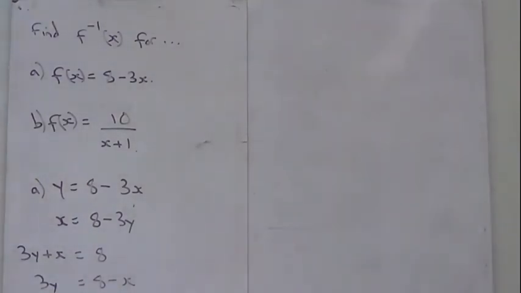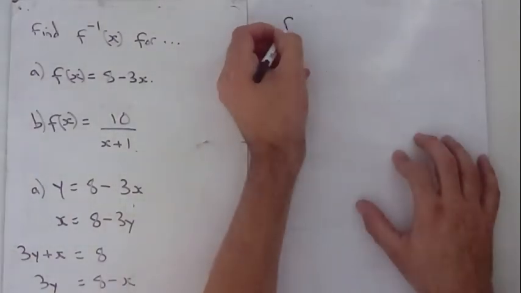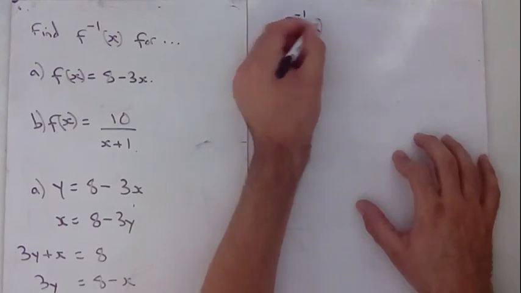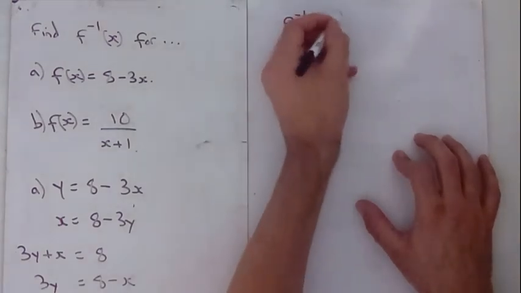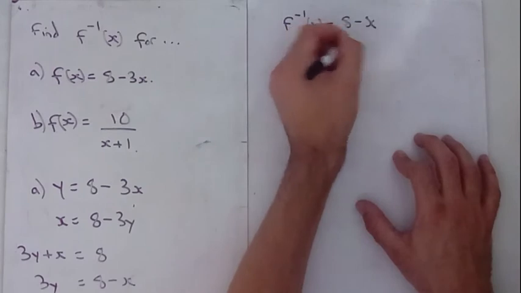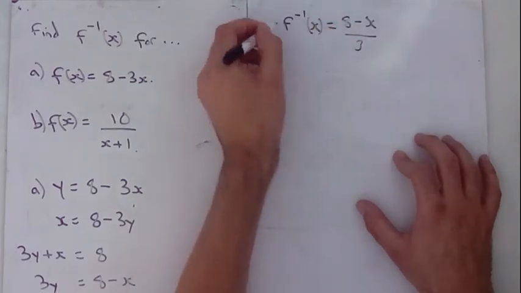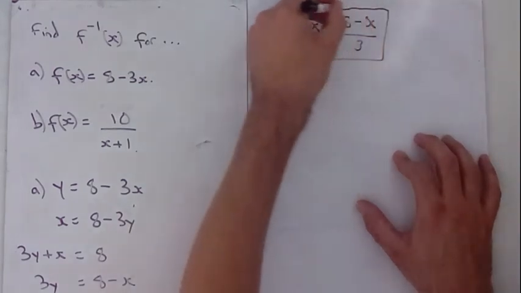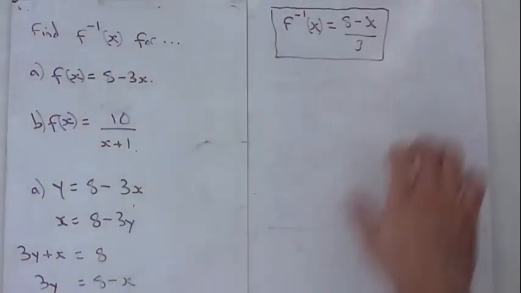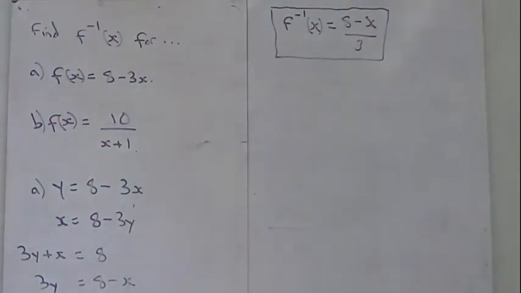So that means that our inverse f of x equals (8 minus x) over 3. And obviously that could be written in different ways. You could put it in mx plus c form, but for what we're doing here, that's absolutely fine.